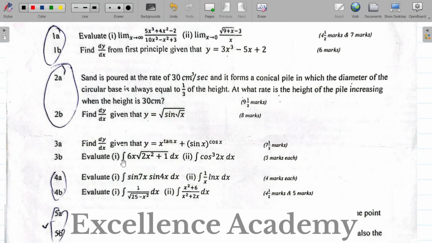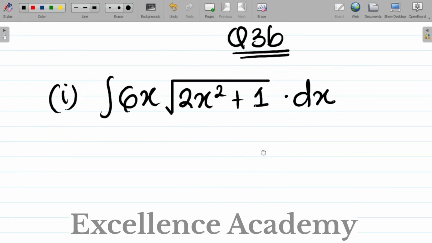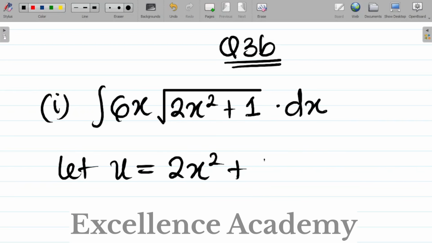3b says evaluate (i) the integral of 6x root 2x squared plus 1 dx. Let's solve 3b(i). So question 3b(i), the integral of 6x square root of 2x squared plus 1 dx. The first question would be, for this question here, which method of integration is suitable? For this particular question, what we'd have to use is integration via substitution. And how does that work? The first thing we say is let u be equal to what I have inside the bracket, which is 2x squared plus 1.